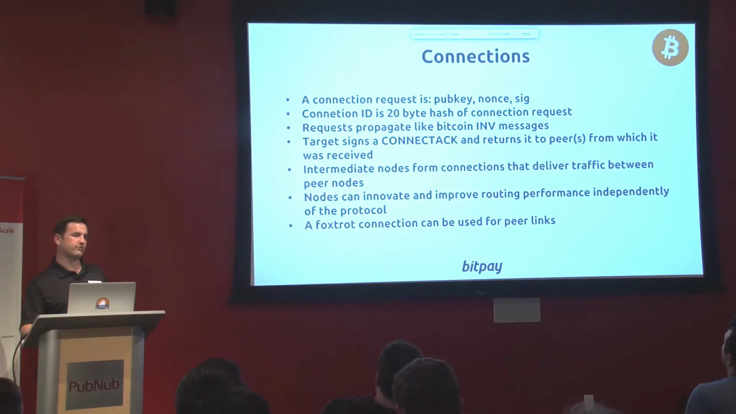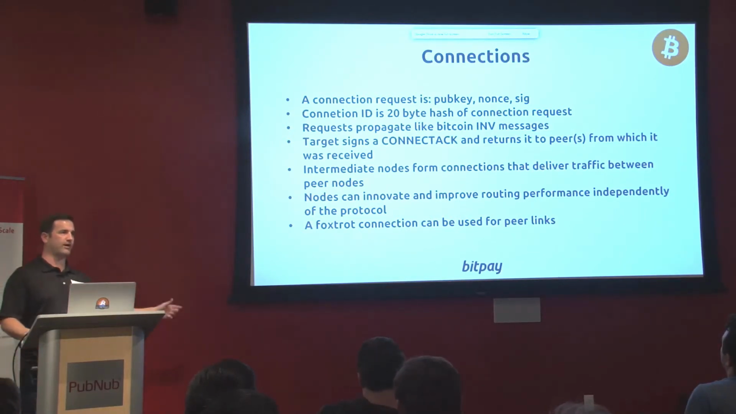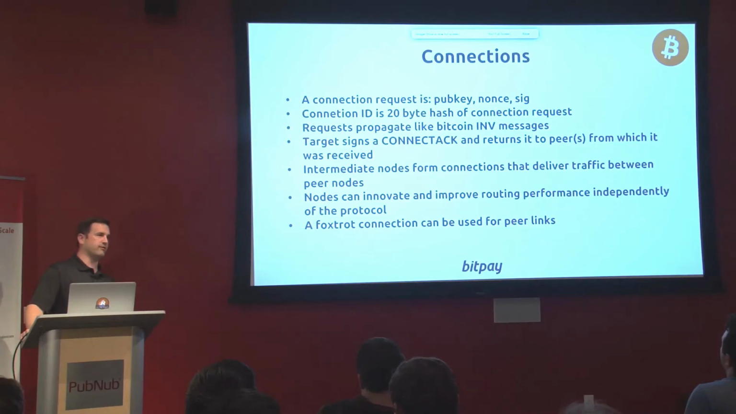All right, so a connection in Foxtrot works by creating a connection request. That connection request contains the public key of the server that you want to connect to. It also contains a nonce, which is just a random number that's generated for that connection request. And then a signature, where the client side is signing that connection request with a newly randomly generated private key.